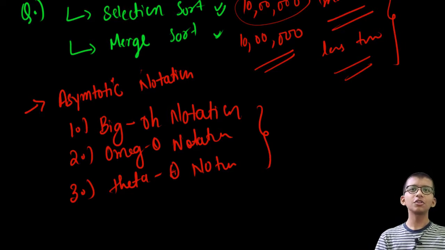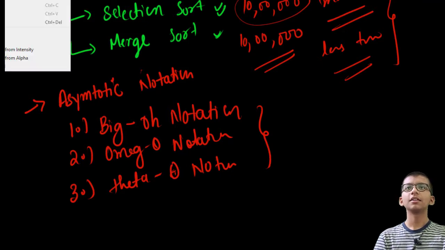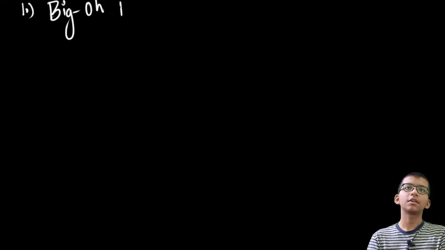Okay, so let's start, and let's do it in a fast way. First of all, let me clear all this. I will use a green color here. Let's start talking about asymptotic notations. I will give it a heading: the first asymptotic notation is big O notation.